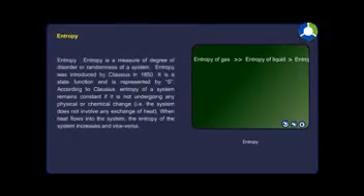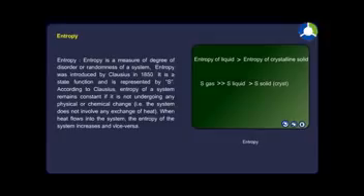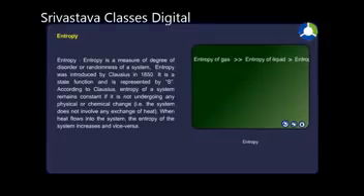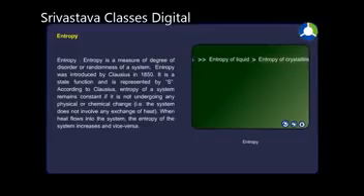Entropy. Entropy is a measure of the degree of disorder or randomness of a system. Entropy was introduced by Clausius in 1850. It is a state function and is represented by S. According to Clausius, the entropy of a system remains constant if it is not undergoing any physical or chemical change, that is, the system does not involve any exchange of heat. When heat flows into the system, the entropy of the system increases and vice versa.